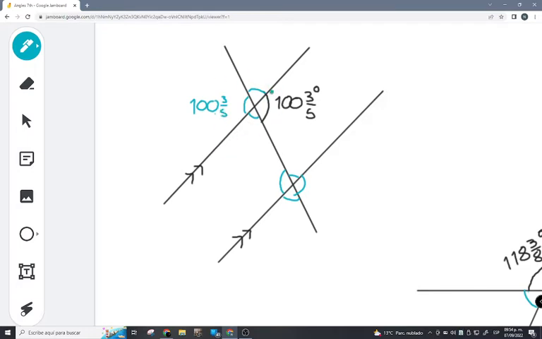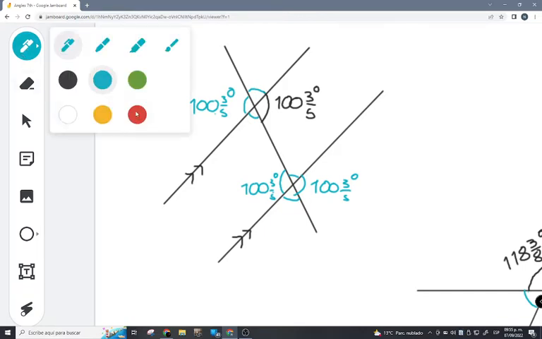And since these angles are resulting from the intersection of one of these lines with a transversal, you are going to have exactly the same repeated here. So this angle is going to be exactly the same measure as its corresponding angle on the other parallel. So this one is going to be 103 and 3/5, and this one is also going to be 103 and 3/5. The problem is that now we have to find the angle that is adjacent to this one.